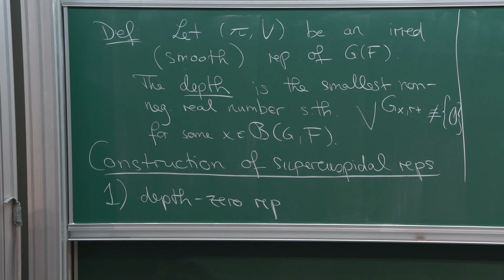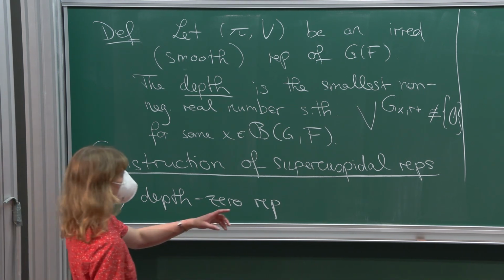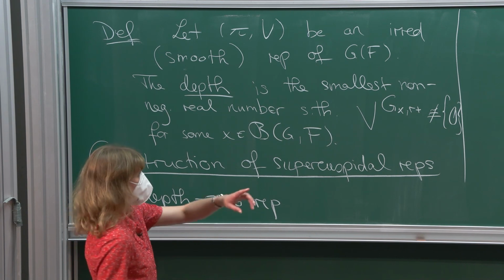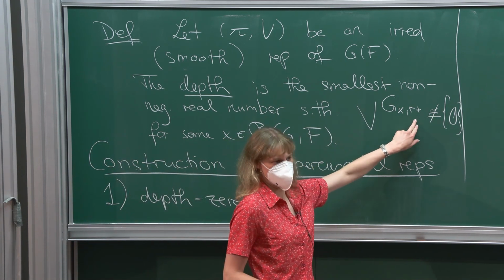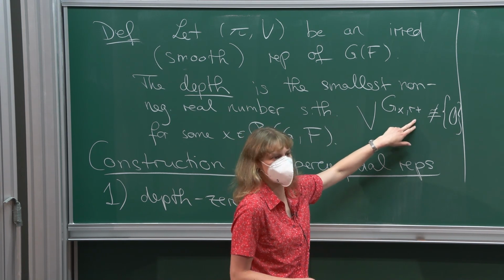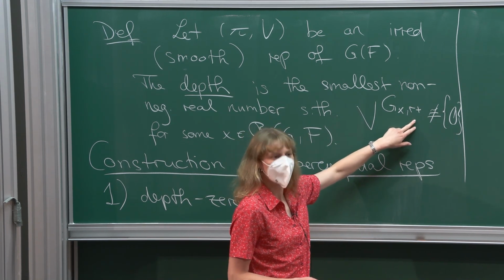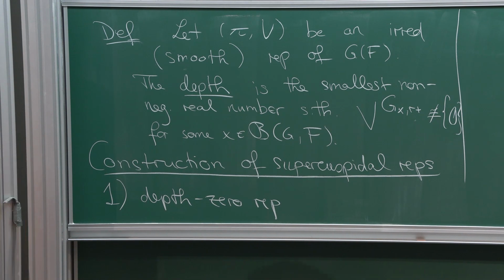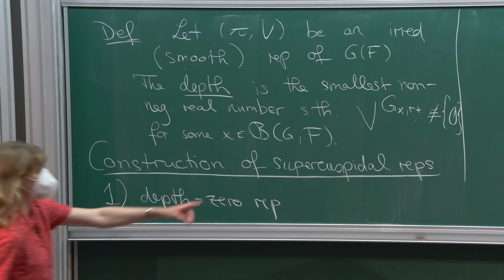So how can it be not integer? Can it be a non-integer? Yes, the depth can be a non-integer. It's a rational number in general. So we will soon see an example of a representation that has depth 1/2. Excellent question. So the question was if it can be a non-integer.